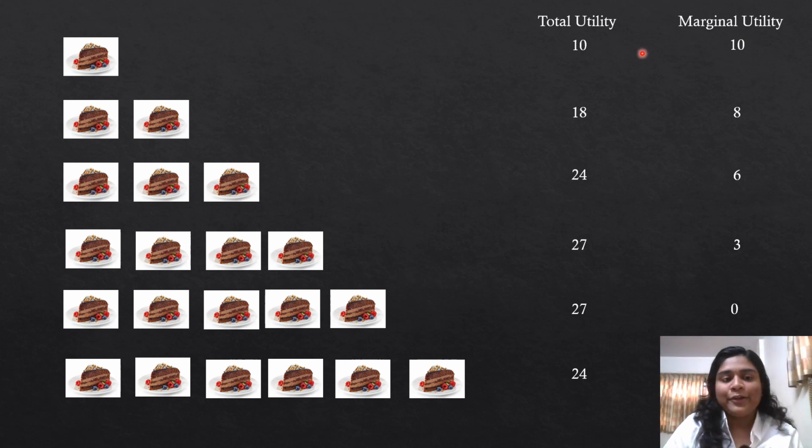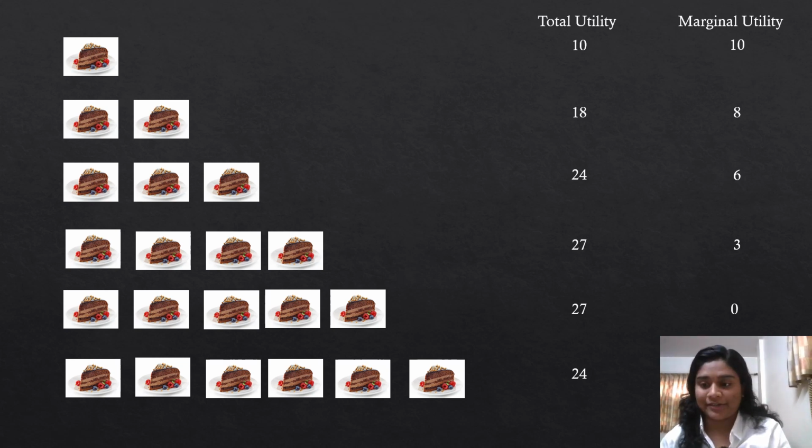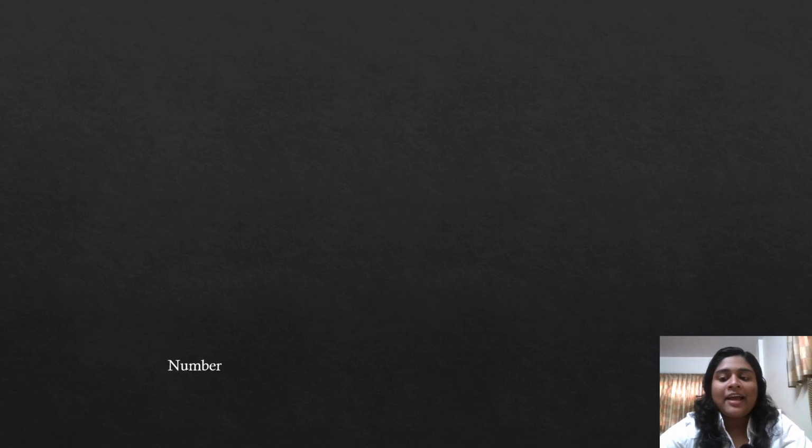So, over here you see a pattern. You see that as the number of cakes increases, marginal utility goes on decreasing. So Alfred Marshall wants to say that when you go on consuming one more unit, the marginal utility goes on diminishing. Now, let us plot this into a graph. Let's see how this looks after plotting.